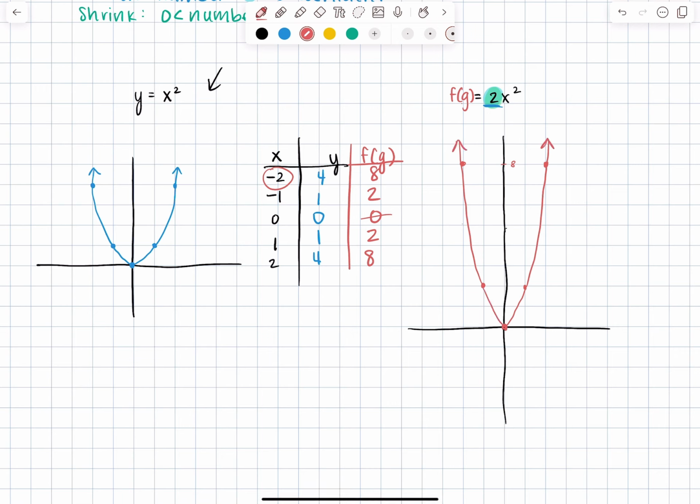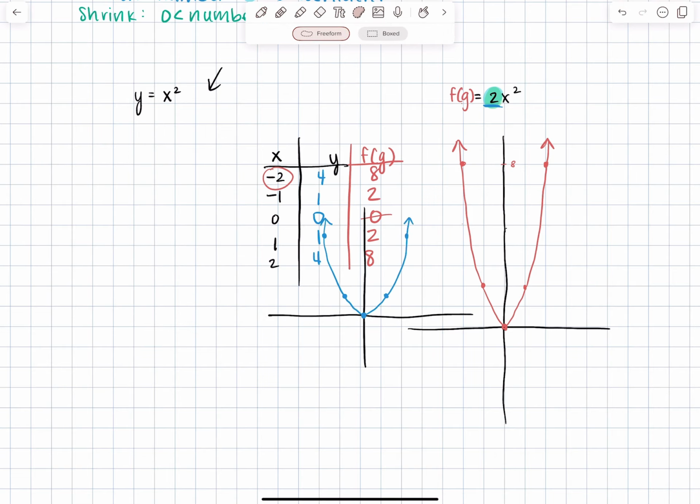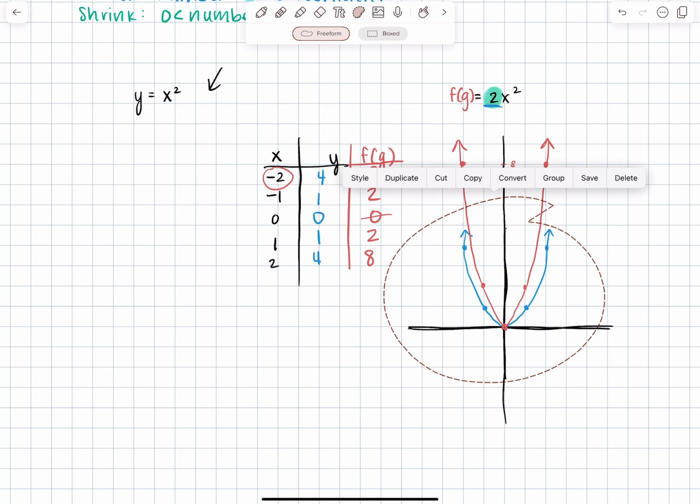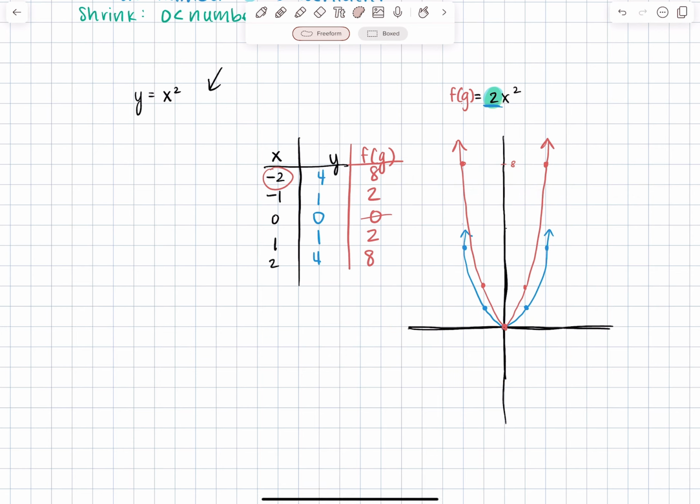Now let's take this. If I put this graph right on top, you can see how the number 2 has transformed the graph from a normal function to being stretched out, like it's reaching out for this equation.